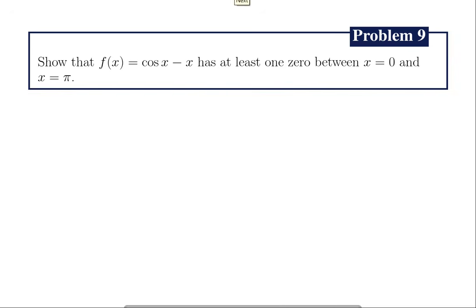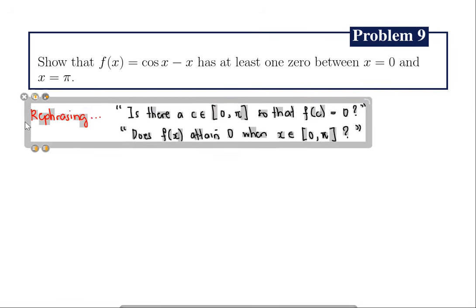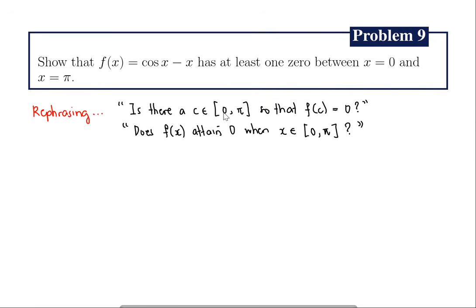Boom. Okay, so for problem 9, we want to show that the function cosine x minus x, which we will call f, has at least one zero between x equals 0 and x equals pi. Okay? If we rephrase that, we're actually looking for a c between 0 and pi so that f of c is equal to 0. Or in other words, we're asking if the function f attains 0 when you take your x between 0 to pi. Okay? So pag ganito yung mga tanungan, you are given a function tapos you're being asked if that function attains a specific value, the intermediate value theorem can help you out.